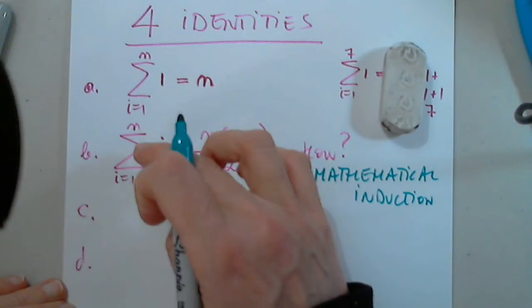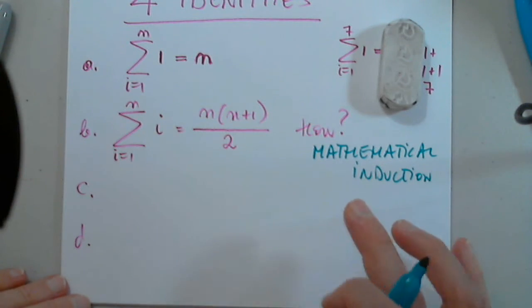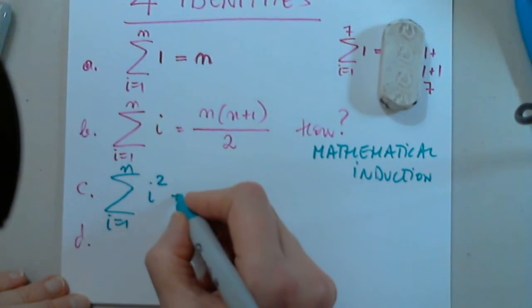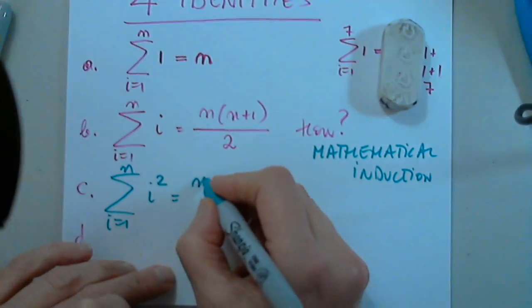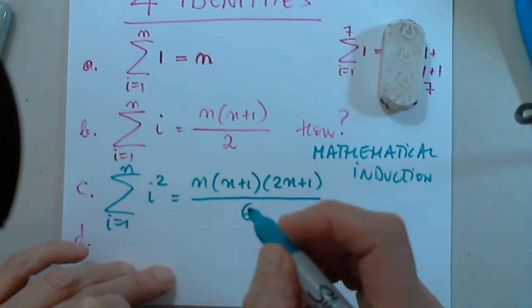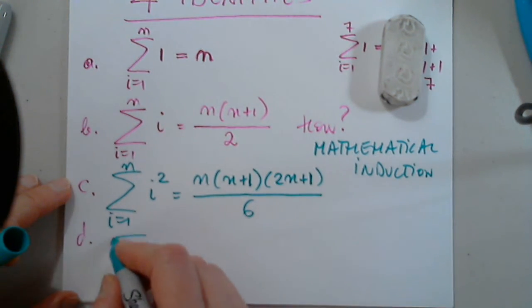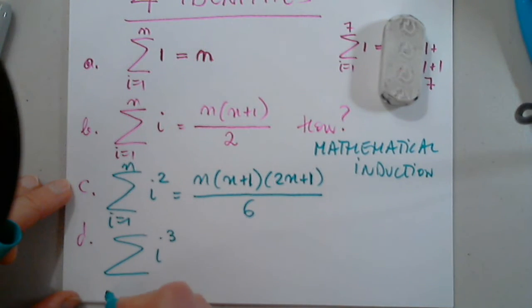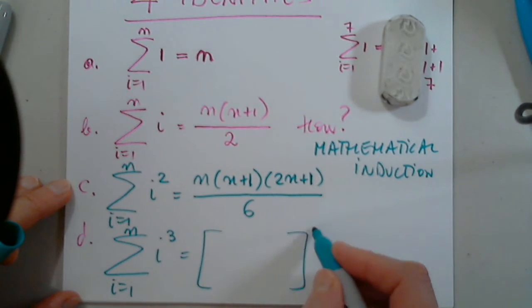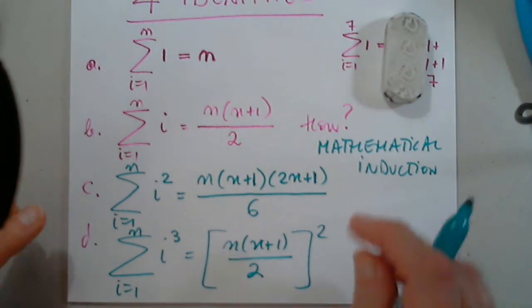With mathematical induction, we can prove B, C, and D. The first one doesn't have to. It's too easy. The sum of i squared, from i equals 1 through n, is the most cumbersome to remember: n times (n plus 1) times (2n plus 1) over 6. And the last one is the sum of i cubed, from i equals 1 to n. Same thing, but squared. So that's easy: n times (n plus 1) divided by 2, all squared.